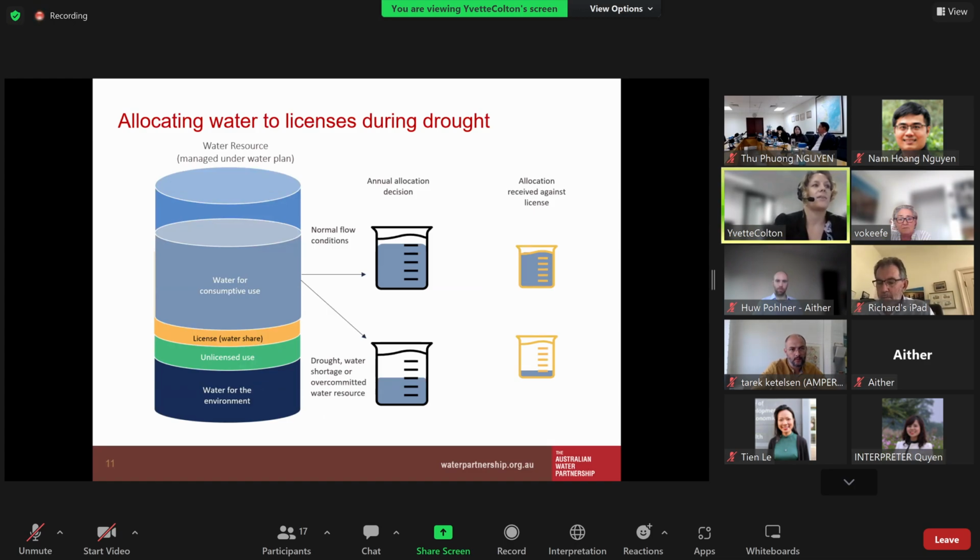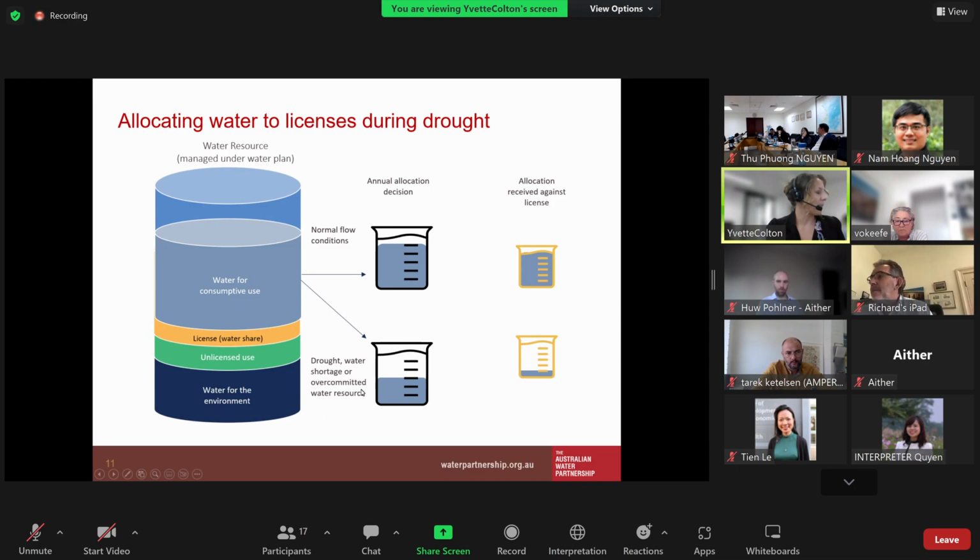This slide shows how water is managed under a water allocation plan and then shared during drought. So you can see that there's water provisions for the environment, water for consumptive use that can be available for people that hold licenses, and there might be an element of unlicensed use as well. And a license provides a share of water from the volume available for consumptive use. During normal flow conditions, a decision can be made that the full amount that could potentially be available for consumptive use is available, and then that volume can be issued and then received on a water license.